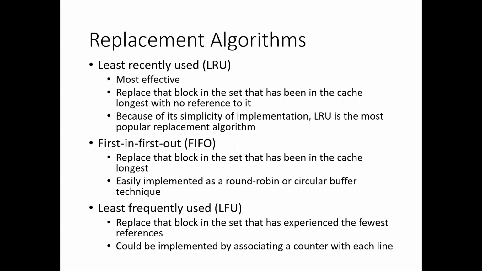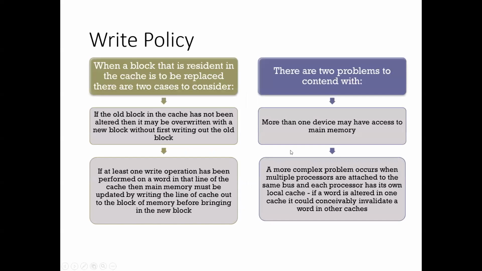First in, first out: replace the block in the set that's been in the cache the longest. That's easy to implement as round robin or using a circular buffer technique. In terms of algorithms, you learn that one in 151. Least frequently used is replace the block in the set that has experienced the fewest references. And that can be implemented by associating a counter with each line.